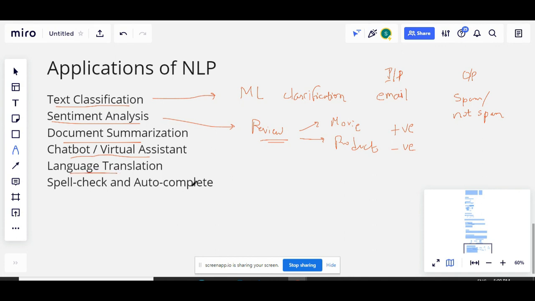Language translation, translating one language to another, like Google Translate. And finally, spell check and autocomplete. All these are applications of NLP.